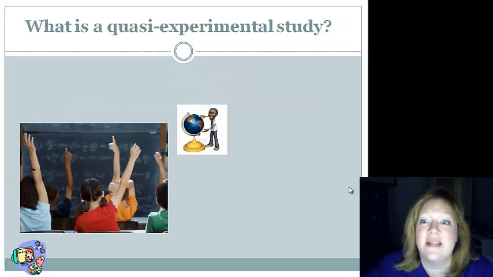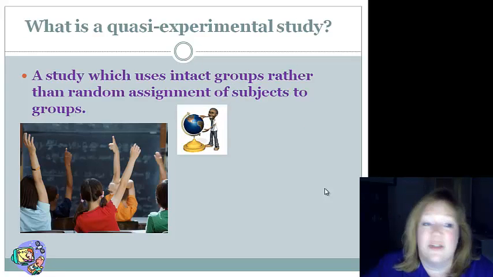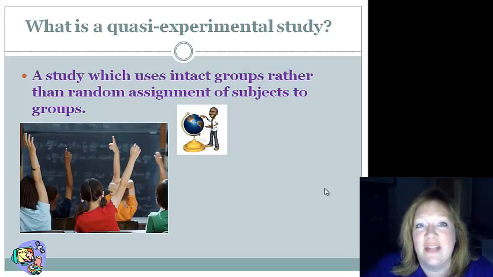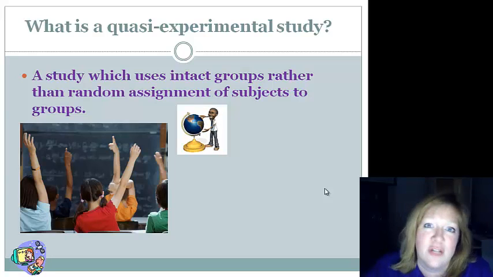A quasi-experimental study. This usually happens in education. It's a study that uses intact groups rather than random sampling techniques. So in education, you could be the subjects of my experiment. That's usually what they do in education. They say, hey, does this help kids? Does this increase productivity? Does this increase their test scores? We're always looking for ways to help you increase your test score.